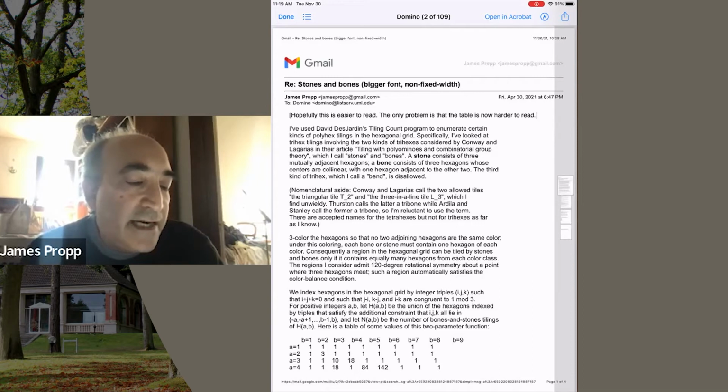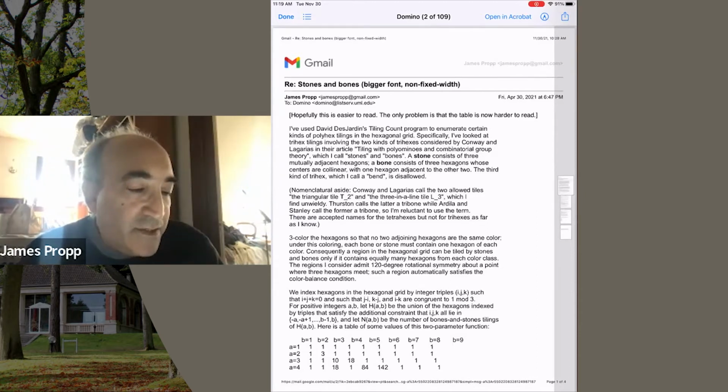The regions I consider admit 120-degree rotational symmetry about a point where 3 hexagons meet, or in dual language, in the center of one of the triangles. Such a region automatically satisfies the color balance condition. We index hexagons. Let's not worry about indexing them. Let's just say that I use the indexing to define the intersection of these 6 half planes in the grid.